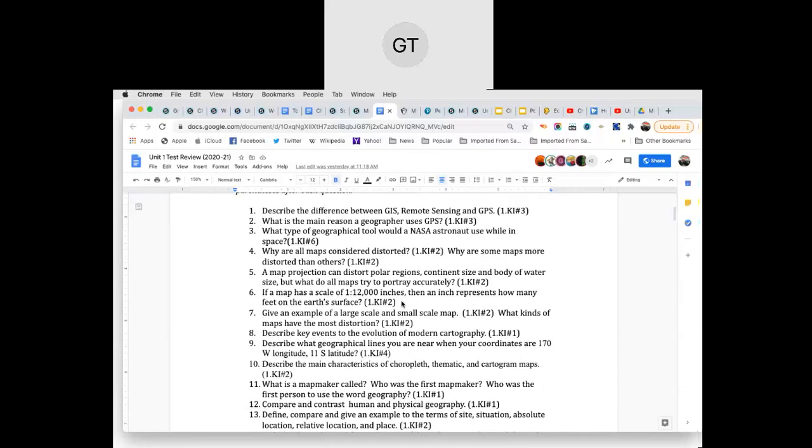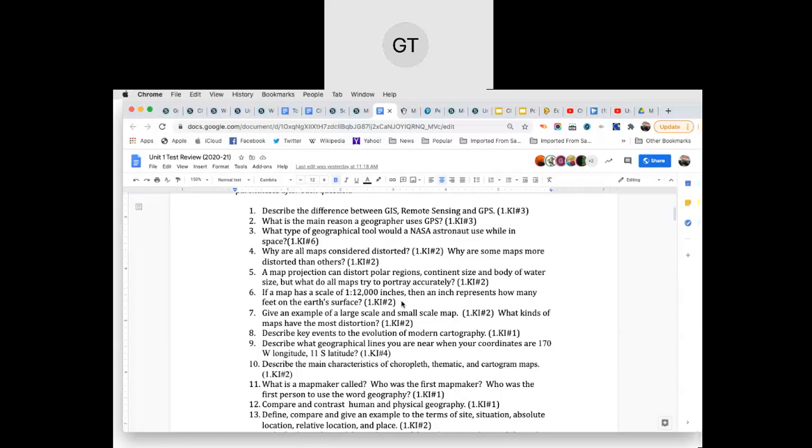4, why are maps considered distorted? Because they're projections from a globe. A globe is the most accurate depiction of the Earth and the locations and regions on it. Why are some maps more distorted than others? Because we have various projections. All projections are distorted, but some projections are more distorted than others.